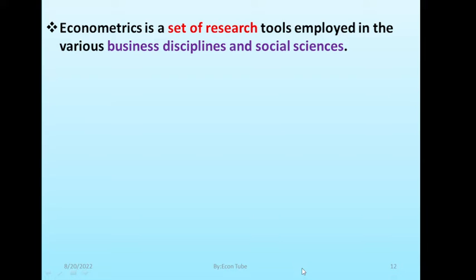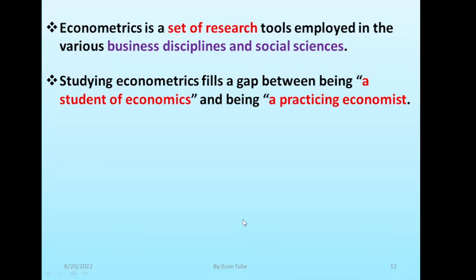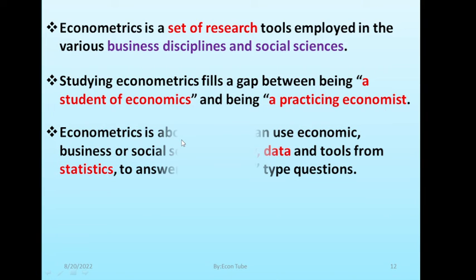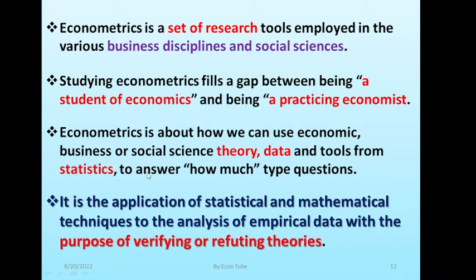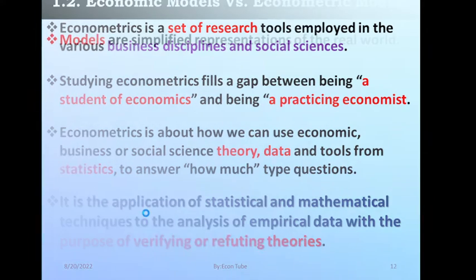Econometrics is a set of research tools employed in various business disciplines and social sciences. Therefore, studying econometrics fills a gap between being a student of economics and being a practicing economist. Econometrics is about how we can use economic, business, or social theory and data tools from statistics to answer how-much type questions. It is the application of statistical and mathematical techniques to analyze empirical data with the purpose of verifying or refuting theories.